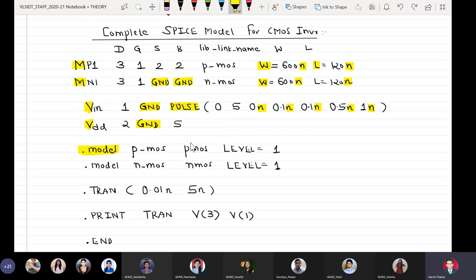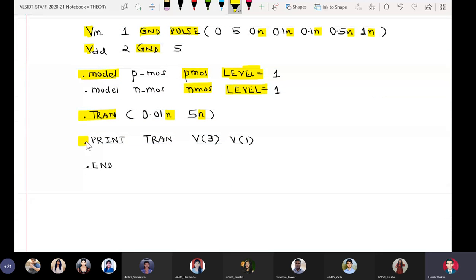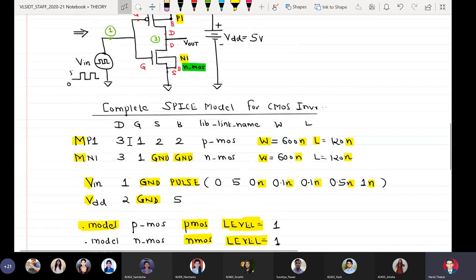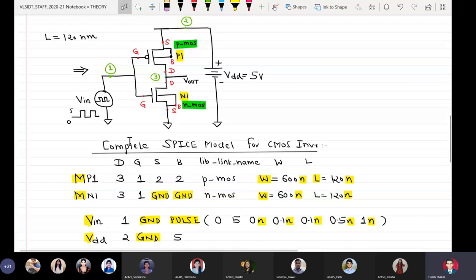Sorry, this is not predefined. This is predefined. Level is predefined. So level equal to, NMOS level equal to. Similarly, dot tran is defined. N is also defined. Dot print predefined. Tran is predefined. V and V are predefined. Dot end is predefined. Okay, like that.